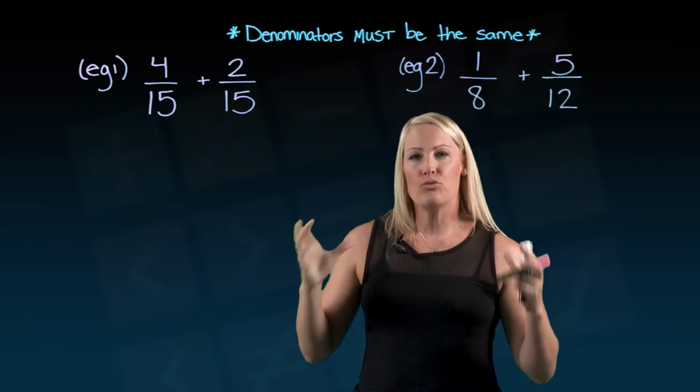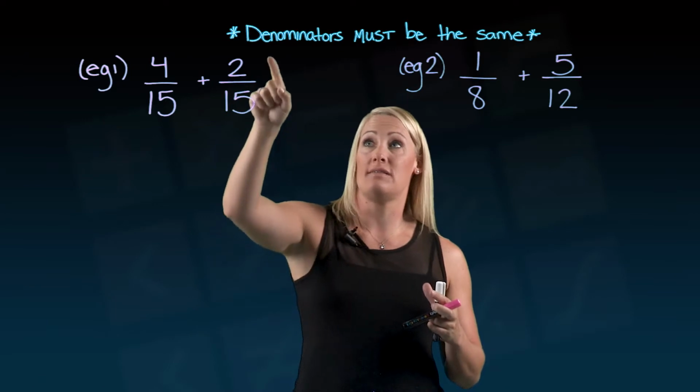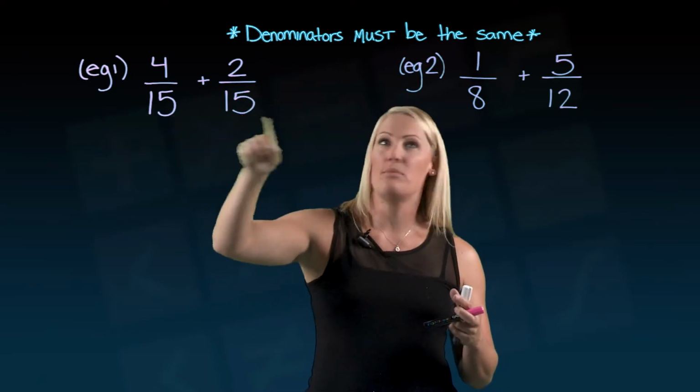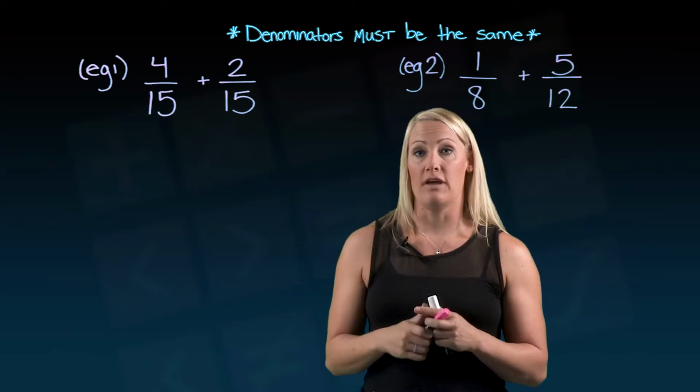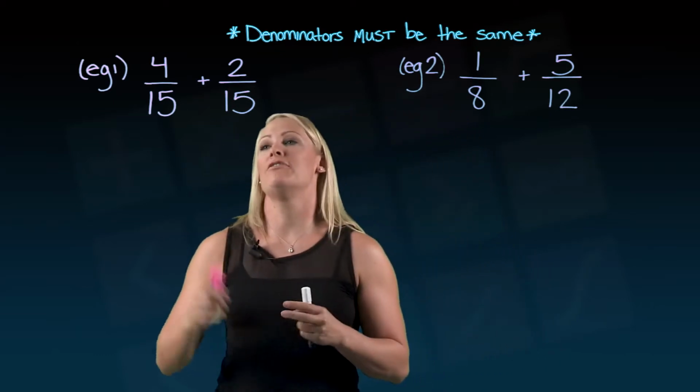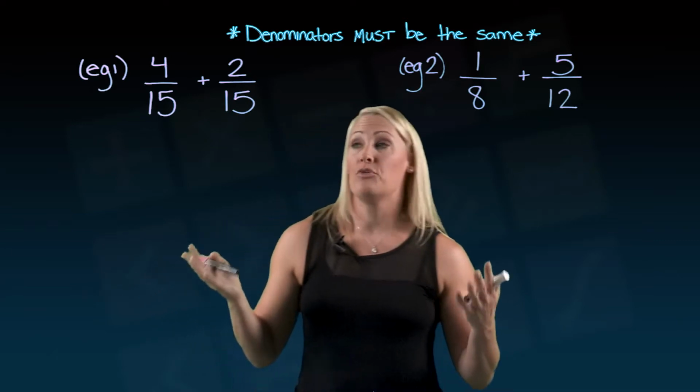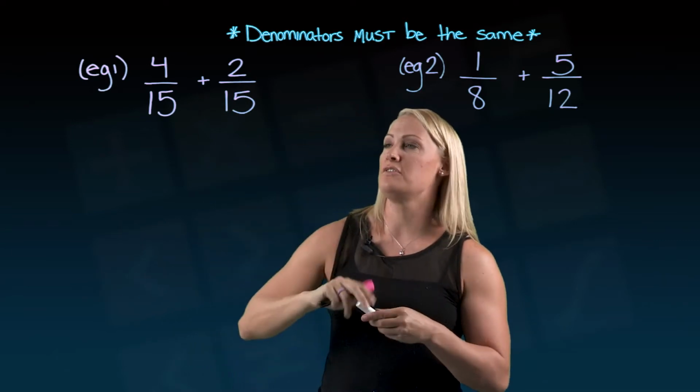Today I'm going to take a few minutes to talk about adding fractions together. The key rule in adding any fraction together is that the denominators, those bottom numbers, need to be exactly the same value in order to add those two together. So the first example I have written here for you, the denominators are the same. So we'll start with one that's relatively straightforward.